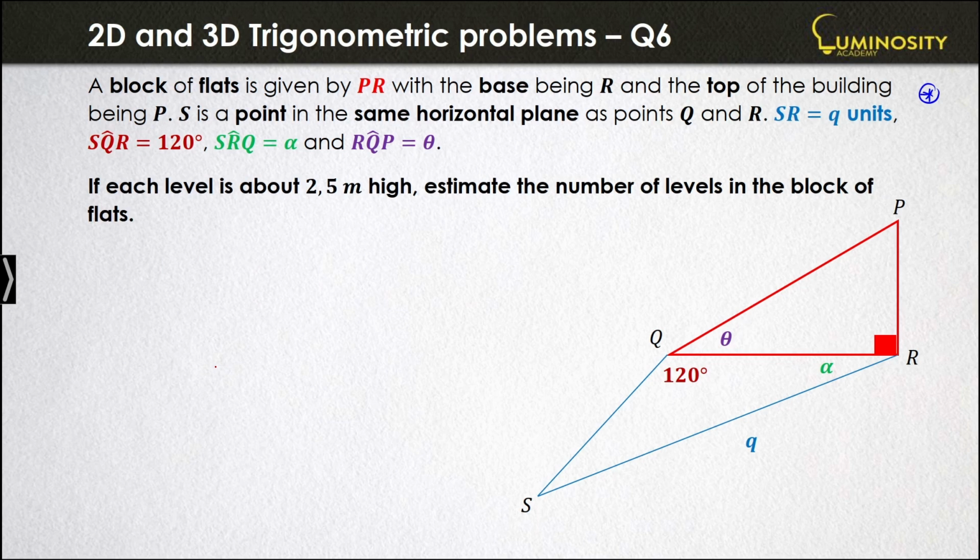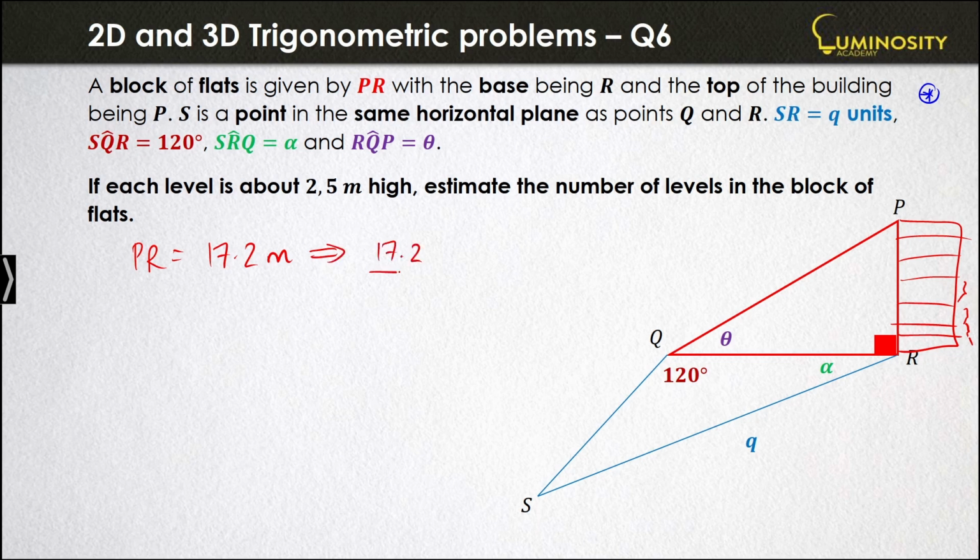Lastly, it says if each level of the flat, so you can imagine these blocks of flats here, and they've got levels on them. Okay, if each level, so the height of each of these levels is 2.5 meters high, estimate the number of levels in the block of flats. Well, we know the block of flats, PR, is approximately 17.2 meters. So therefore, the number of levels is going to be that 17.2 divided by that 2.5.